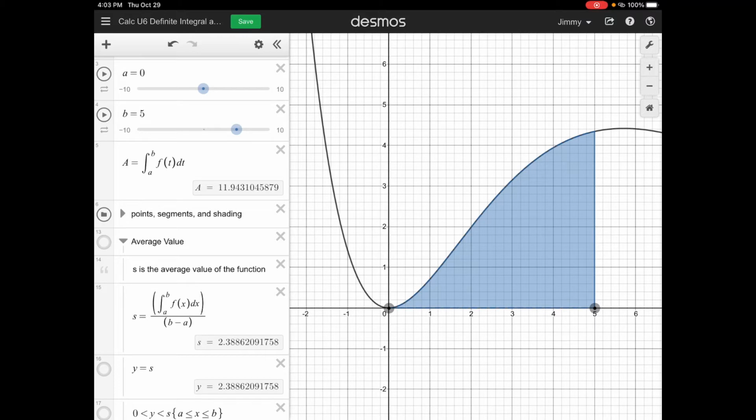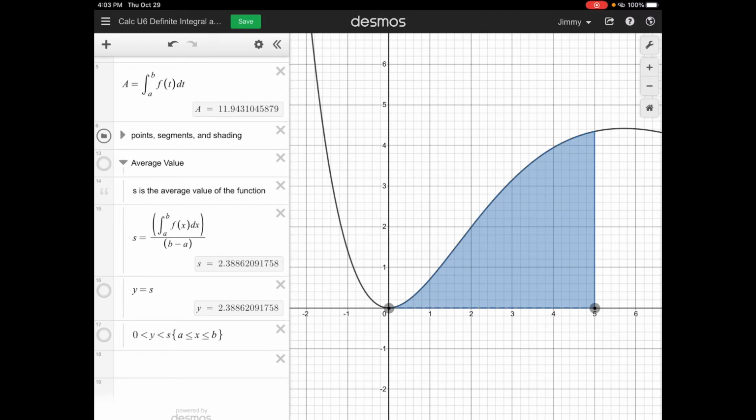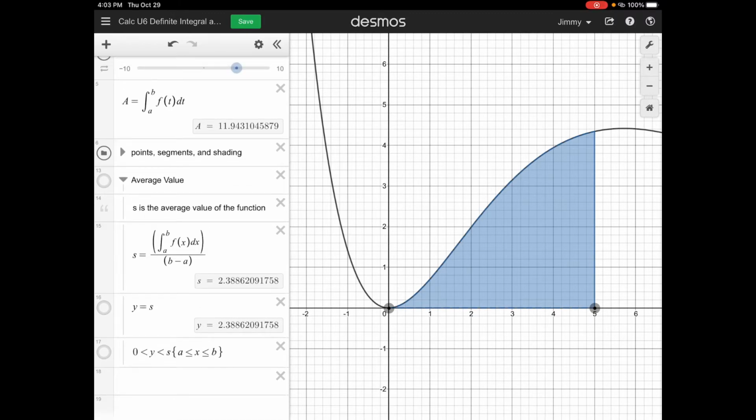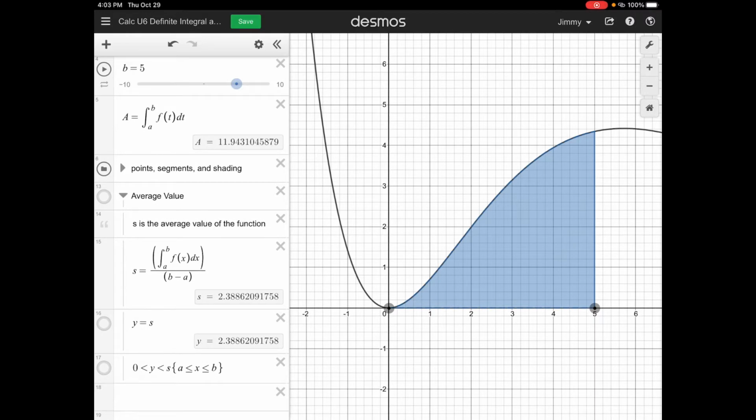Well, the average value of this function is going to be equal to the area underneath the curve divided by the total amount of space that elapses along the x-axis for the interval. So if I took the 11.943 and divided that by b minus a, which is 5 minus 0, we would get the average value. The average value here in Desmos is represented by x, so I have the definite integral divided by the amount of space, and we get the average value of 2.388. And so that represents the average value.